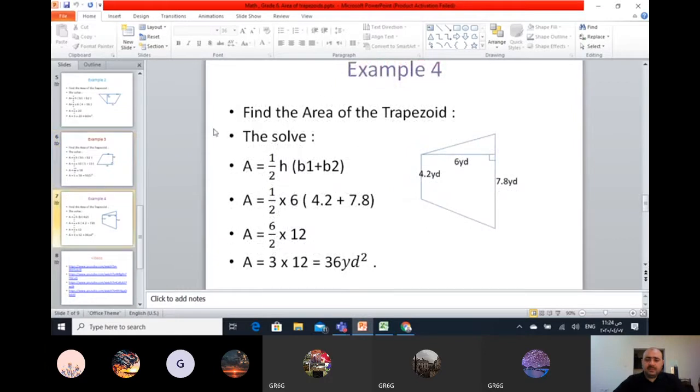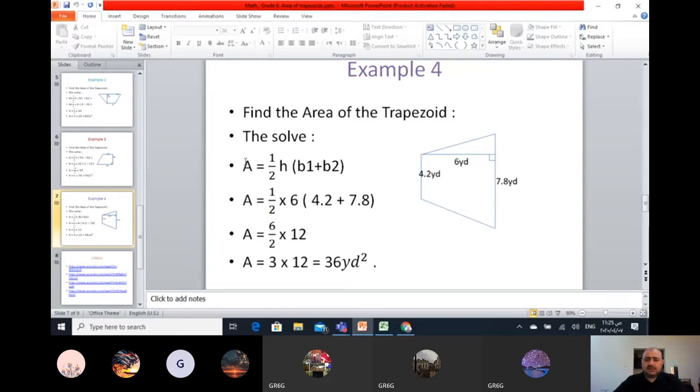Example 4. Find the area of the trapezoid. This is the trapezoid here. As you see here, we have the small base B1 equals 4.2 yards, and here the large base equals 7.8 yards, and here we have the height. The height equals 6 yards. So start from the formula. Write the formula of the area of the trapezoid.